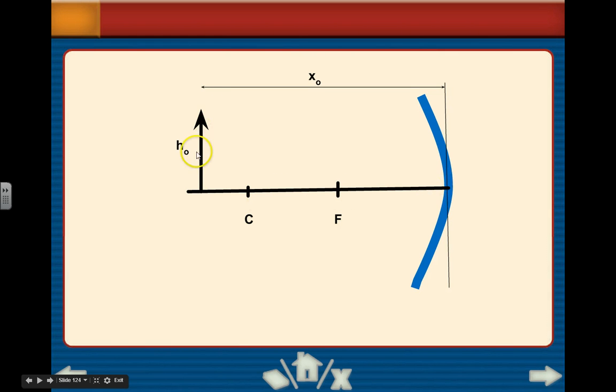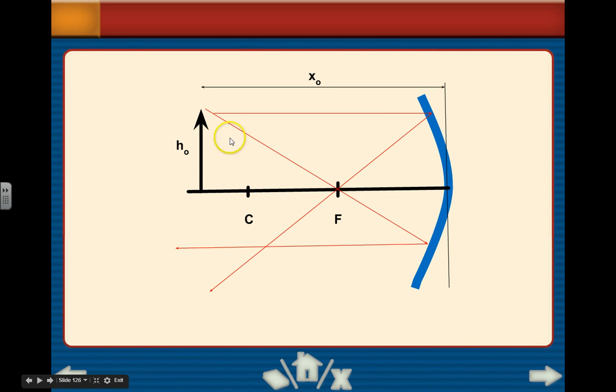And we're going to put an object out here. This object is going to be further away than the center point. Remember, xo is the distance it is, and ho is the height of the object. Now, if we put some rays in here, we have a ray that's coming in parallel to the principal axis. It's going to hit the mirror, reflect off, and pass through the focal point. So you can draw this ray in: if it's coming in parallel, wherever it hits the mirror, draw it through the focal point.